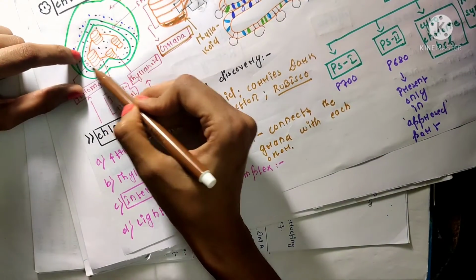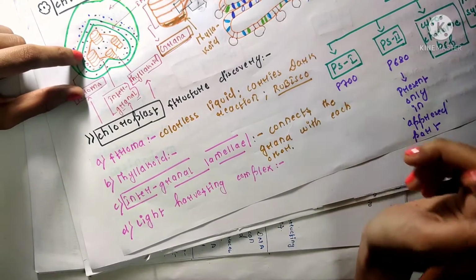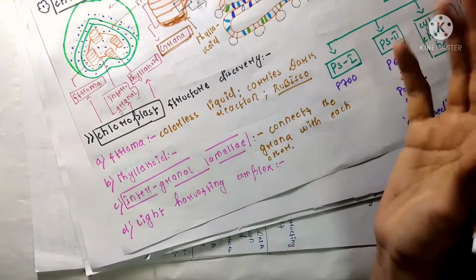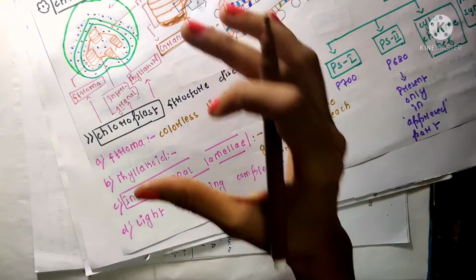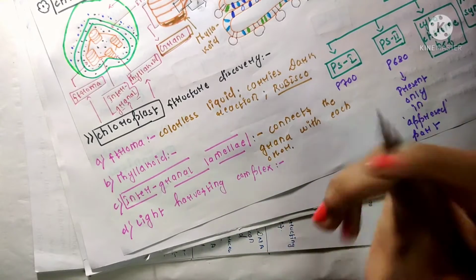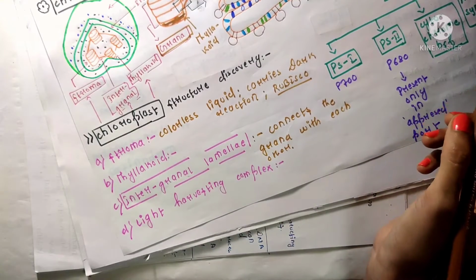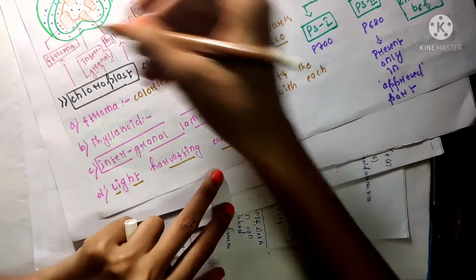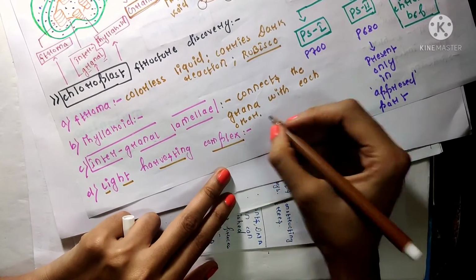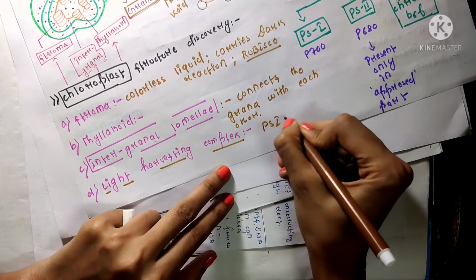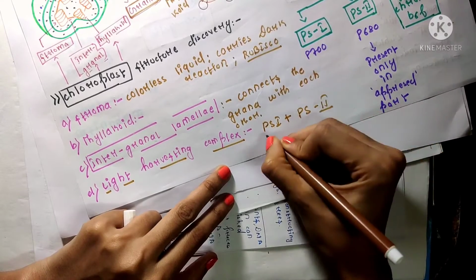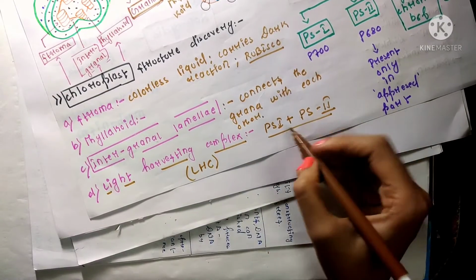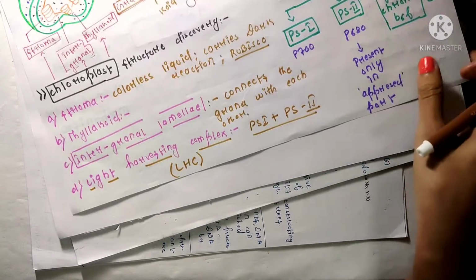Now coming to thylakoid, what purpose does thylakoid serve? The thylakoid has all the photosynthetic complexes which help in the process of electron transport, and hence the formation of ATP and NADPH is facilitated. It is the site where electron transport occurs, and the formation of ATP and NADPH happens here. Now coming to the fourth part, it is called the light harvesting complex, which is present in the thylakoid only. Specifically, it is PS1 and PS2. So LHC is comprised of two complexes, PS1 and PS2.